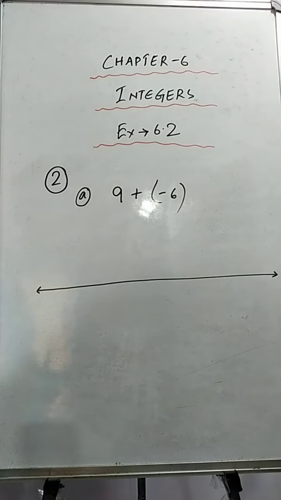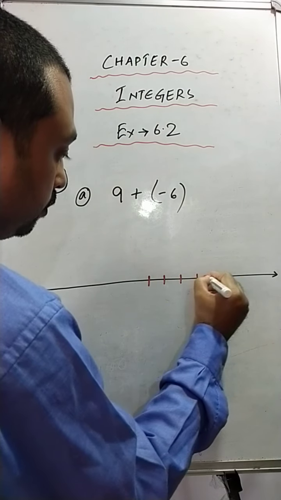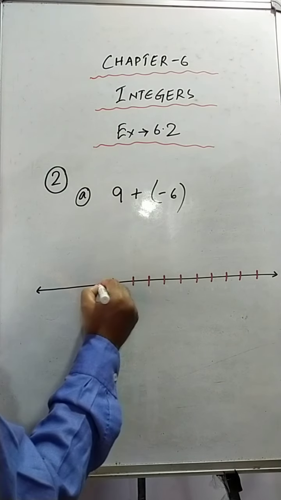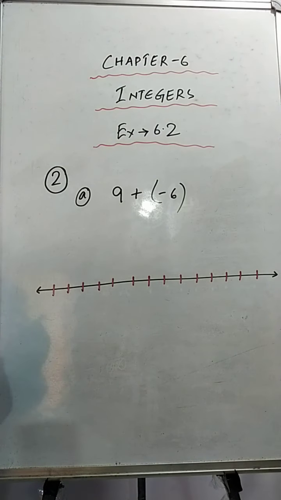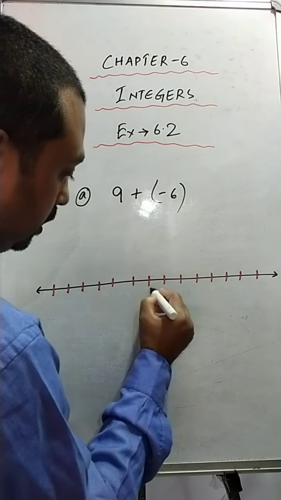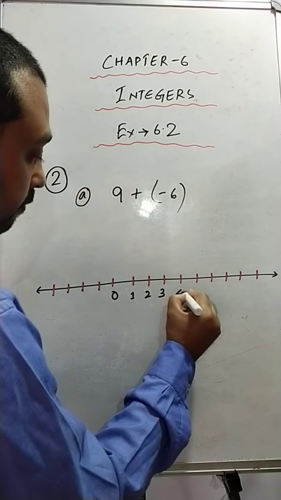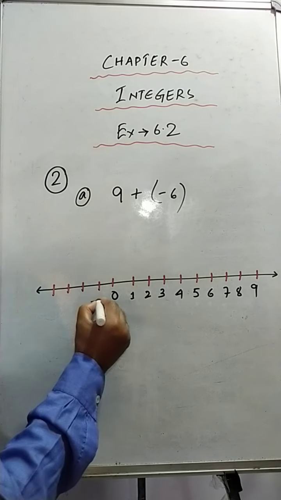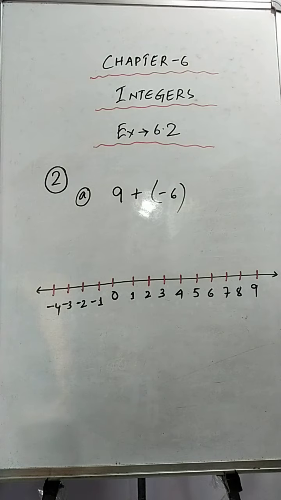Now we'll mark all the lines. Now we'll write 9. On the positive side there should be 9, so we'll start from here: 1, 2, 3, 4, 5, 6, 7, 8, 9, and this side will be minus 1, minus 2, minus 3, and minus 4. So this is our required number line, students.